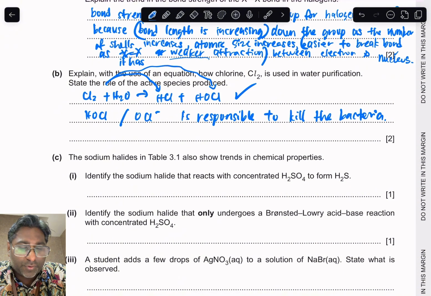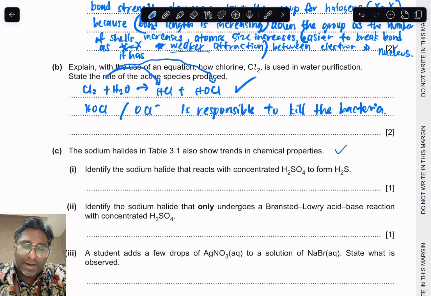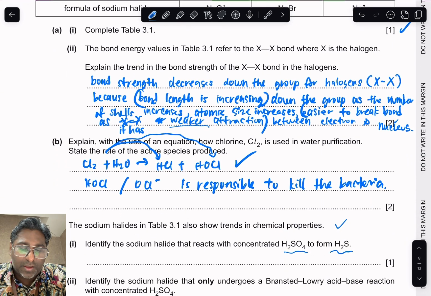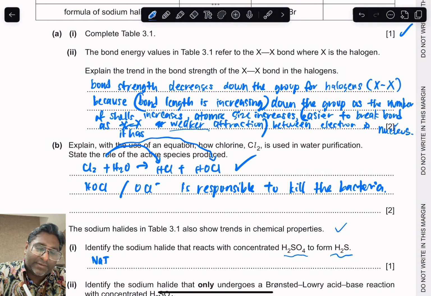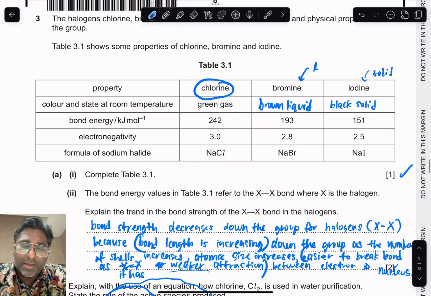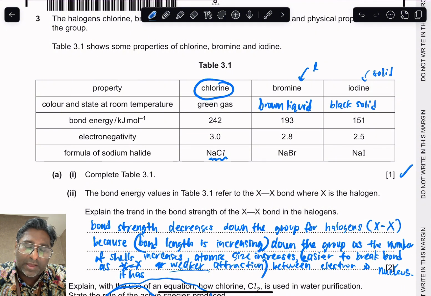Now, the sodium halides in table 3.1 also show the trends in chemical property. Identify the sodium halide that reacts with H2SO4 to form H2S. Now the sodium halide that will react with concentrated H2SO4 to form H2S is going to be NaI. So NaI is the one that will react, because we know that this will not react. You can prepare HCl by reacting NaCl with H2SO4. So no issues. But if you are reacting NaBr plus H2SO4, it will give you HBr.